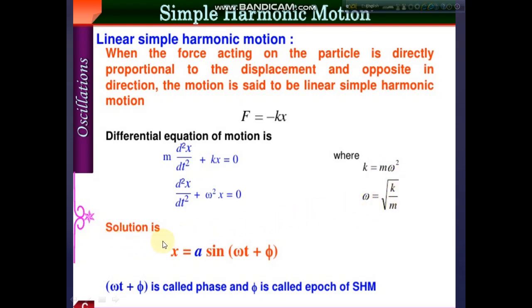The solution of this differential equation is x equals a sine omega t plus phi. Here x is the displacement and a is the amplitude. Omega t plus phi is called the phase, and phi is called the epoch of simple harmonic motion. Epoch indicates time.